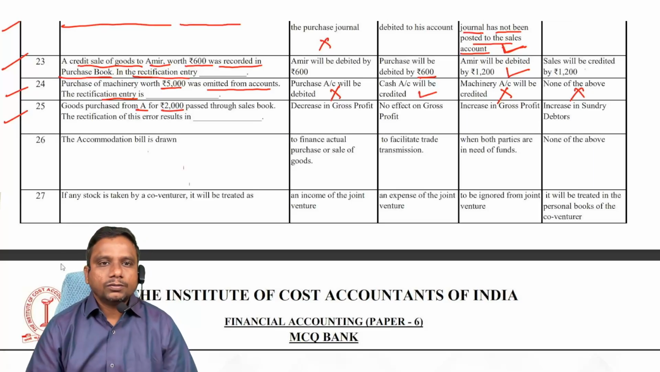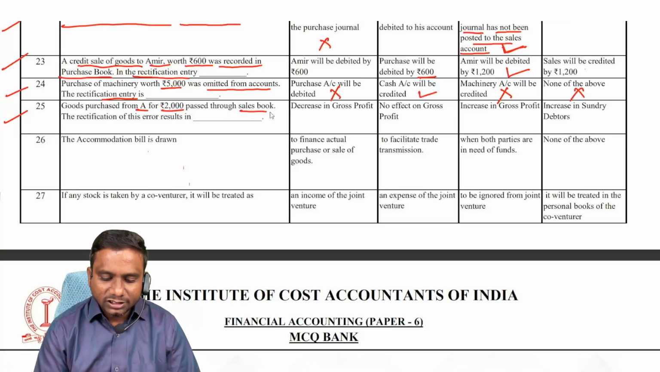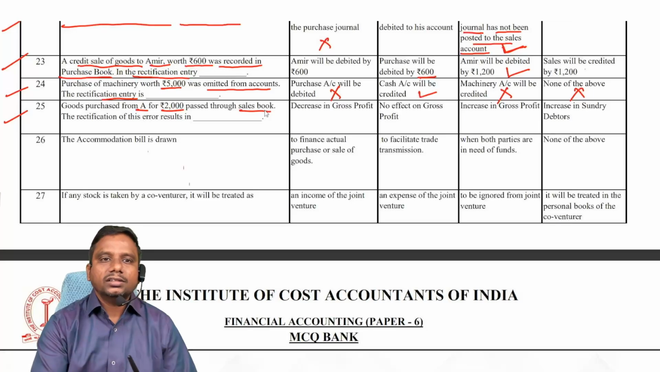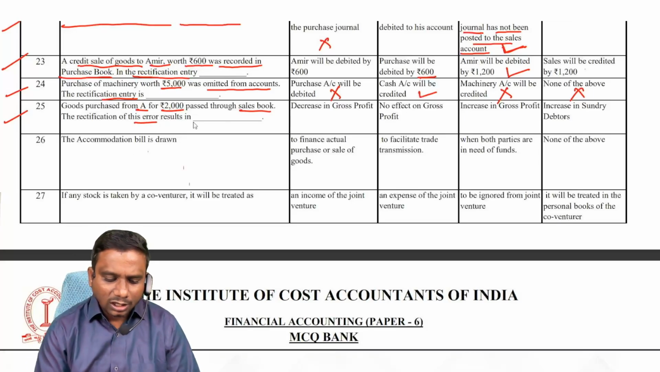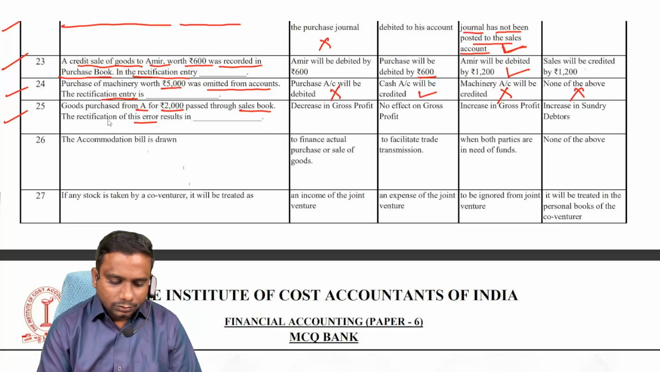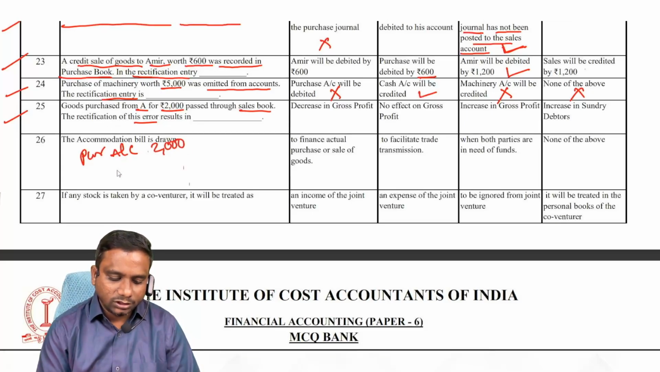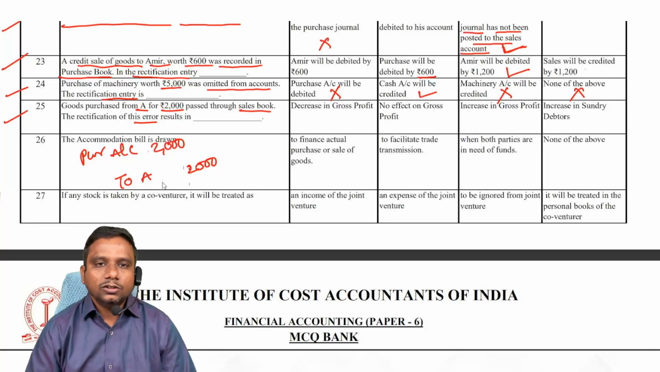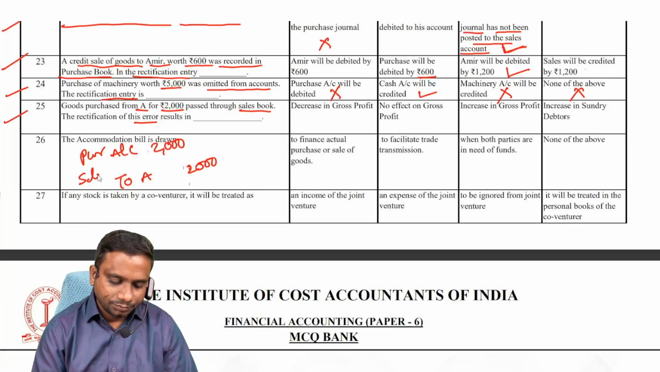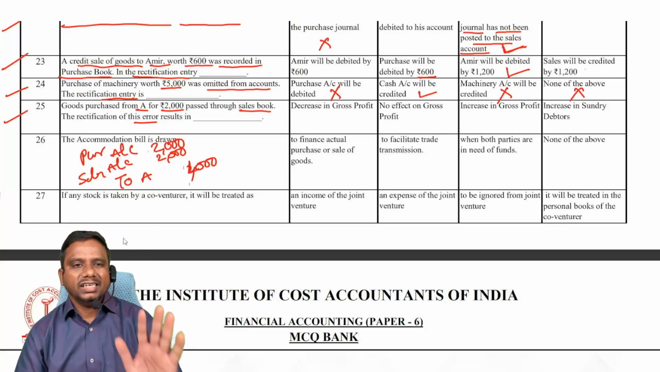Next, goods purchased from A for 2000 passed through sales book. Actually it should be entered in the purchase book. The rectification of this error results in, observe students, actually we have to debit purchase account, 2000, and credit A account, 2000. But by mistake they have entered this into sales book, so now we debit A account with 4000. This is the entry we got.